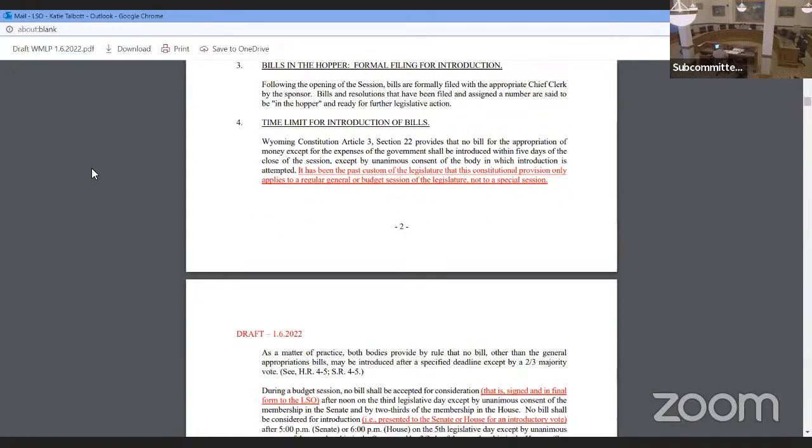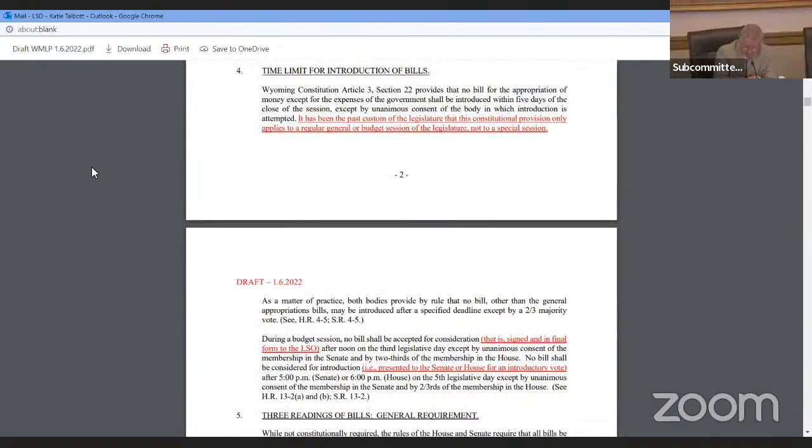Mr. Chairman, on the bottom of page 2, putting in an interpretation and again precedent, the Constitution prohibits introduction of a bill with an appropriation within the last 5 days of session. Well, you've had special sessions that don't even last 5 days and they have appropriations in them. The LSO has taken the position that that constitutional provision does not apply to special session. Again, this just puts it in the manual so it's clear.